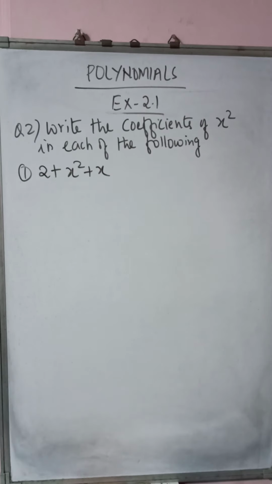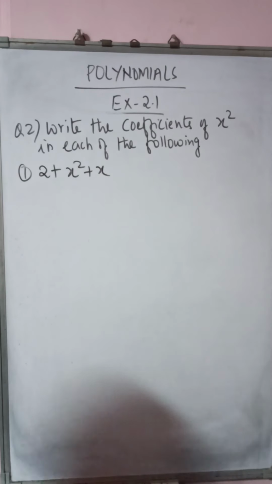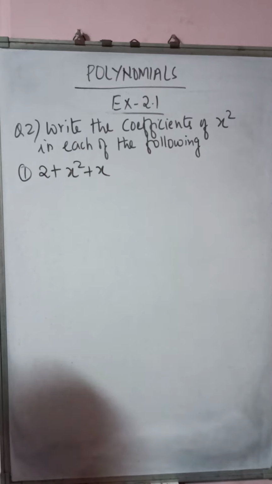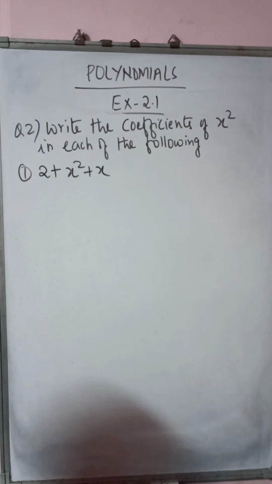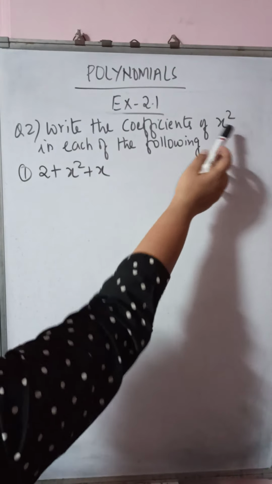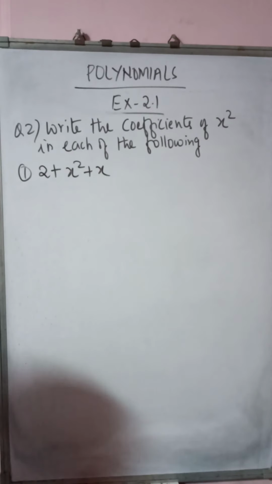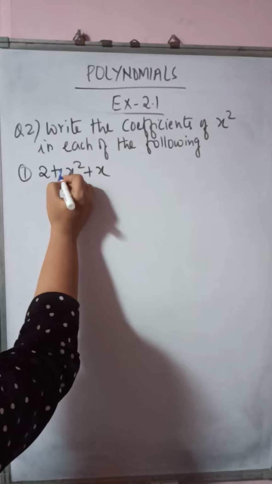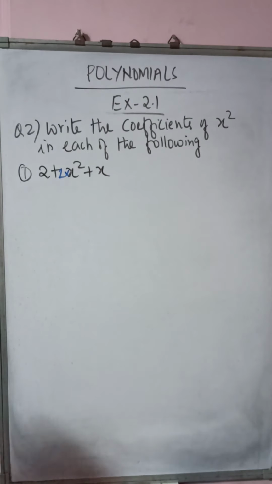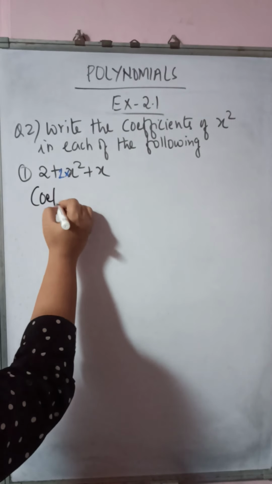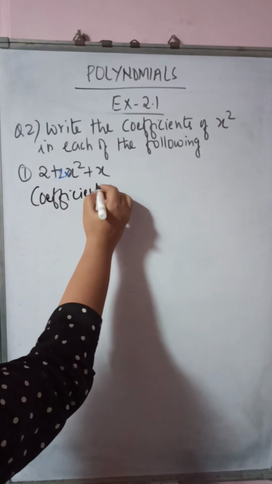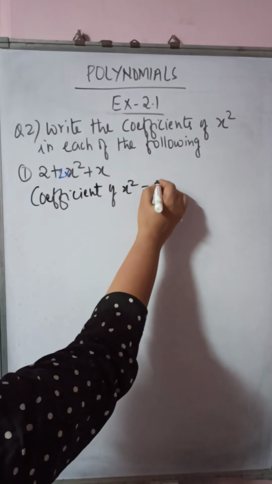Question number 2. Write the coefficient of x square in each of the following. Coefficient means the number which is multiplied with the variable. Now they are asking the coefficient of x square. So this is the x square term. Which number is multiplying with x square here? If no number is mentioned, it means 1 is multiplying. So the coefficient of x square will be 1.